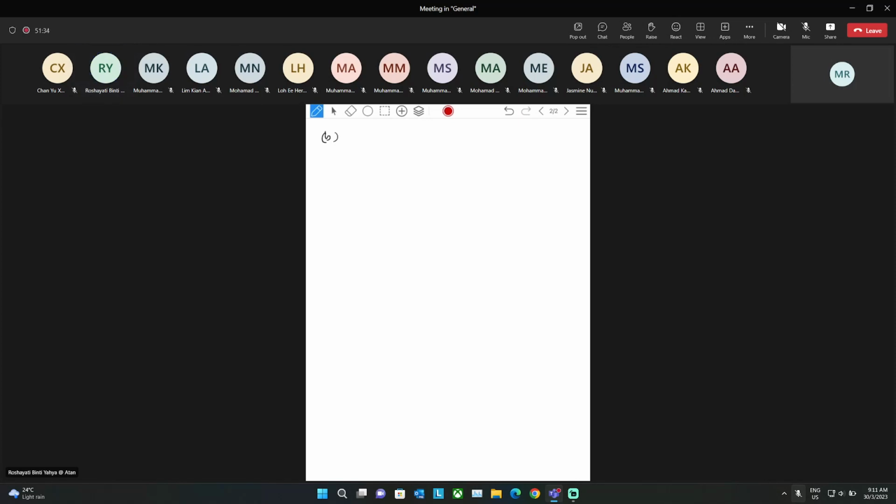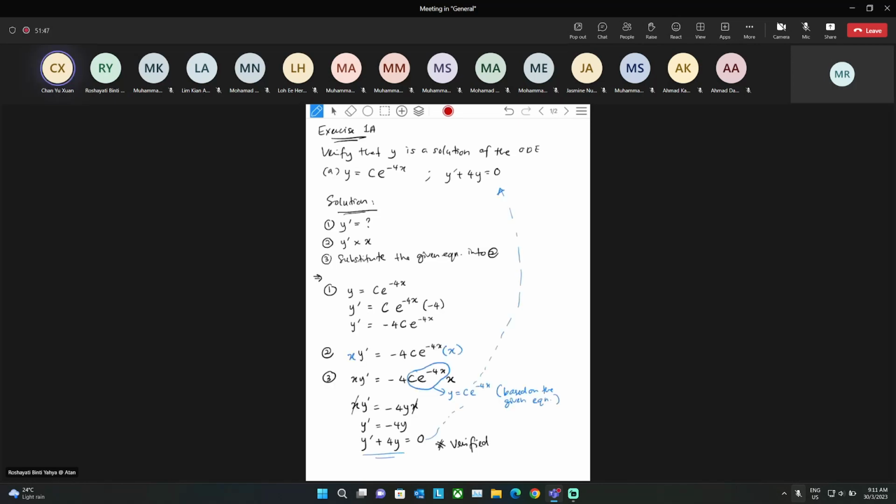B, y prime y equal to... Madam, here. For question A, I did a different solution. Madam, is it compulsory for us to multiply the y prime with the x for the second step? Is it compulsory?